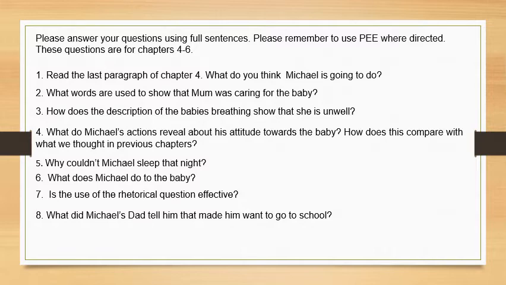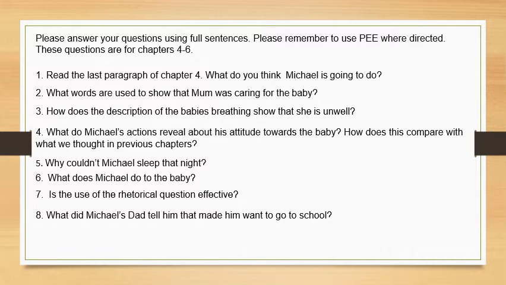Number 1 is to read the last paragraph of chapter 4. What do you think Michael is going to do? You can use PEE for this question because this is your opinion, and when it's your opinion you are able to use PEE because you can use evidence to back up your answers. Number 2, what words are used to show that mum was caring for the baby? Number 3, how does the description of the baby's breathing show that she is unwell? Number 4, what do Michael's actions reveal about his attitudes towards the baby? How does this compare with what we thought in previous chapters?